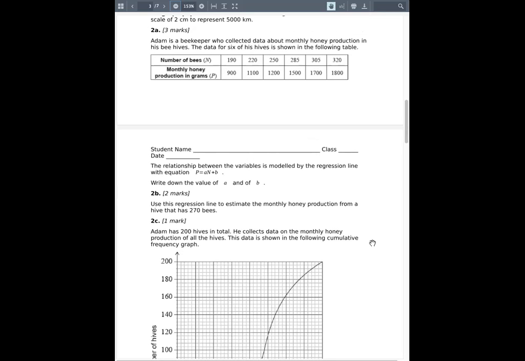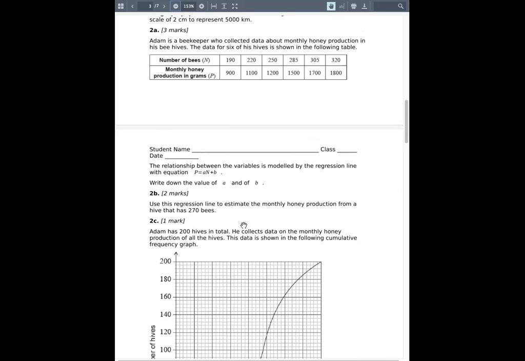Okay, use this regression line to estimate the monthly honey production from a hive that has 270 bees. So basically you would take your values from 2A and then you utilize that for 2B, and you would plug in 270 to X.